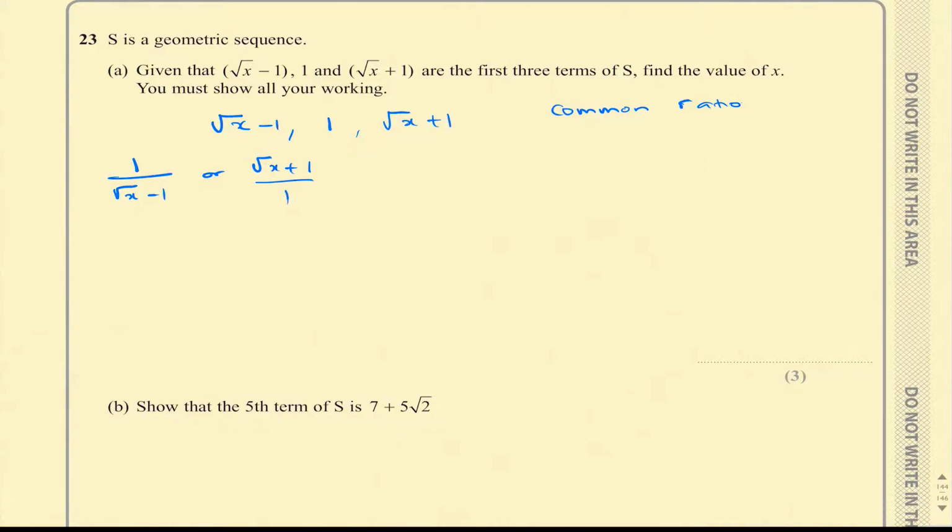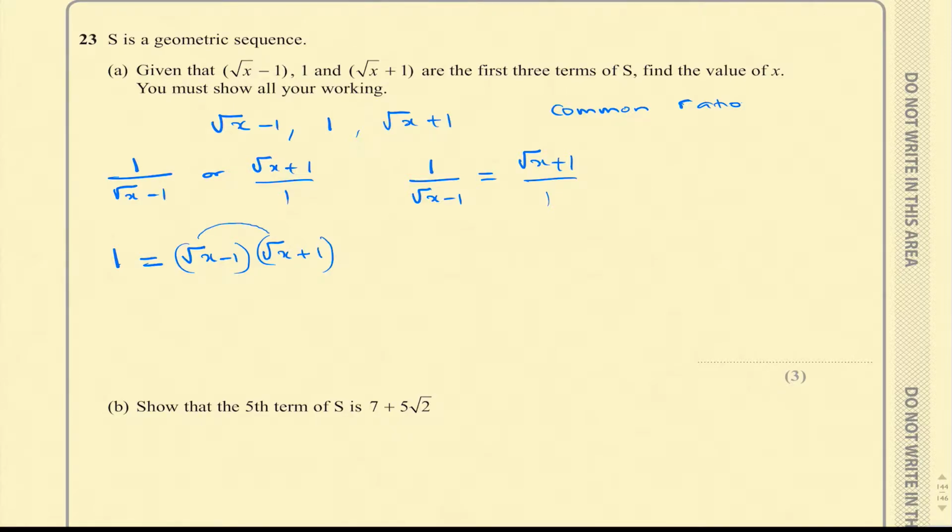Now, in this case, the two common ratios have to be equal to each other. And so, therefore, we can write 1 over (root x minus 1) is equal to (root x plus 1) over 1. And if I then multiply out, I'm going to get 1 equals (root x minus 1) times (root x plus 1). So I need to multiply each other out.